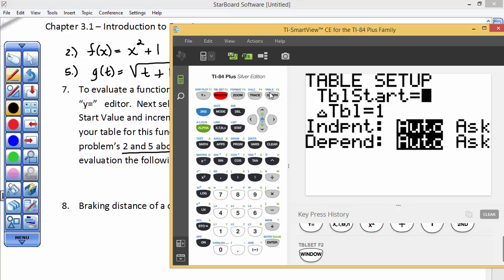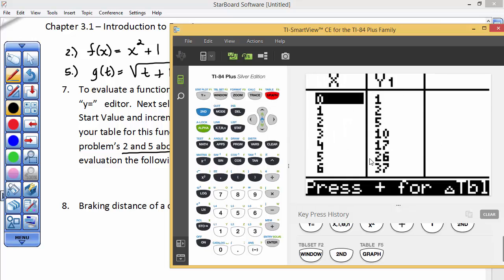Next, we're going to go second and hit the graph key in order to see the values when this function is evaluated. When it puts 0 in for x and squares it, it gets 0 plus 1, which gives us an answer of 1. When we put a 1 in for x into this equation, 1 squared is 1, 1 plus 1 is 2. If we put a 2 in for x, 2 squared is 4, 4 plus 1 is 5. Remember, put in a value of 3 for x and you get an answer of 10. 4 squared is 16 plus 1 is 17.